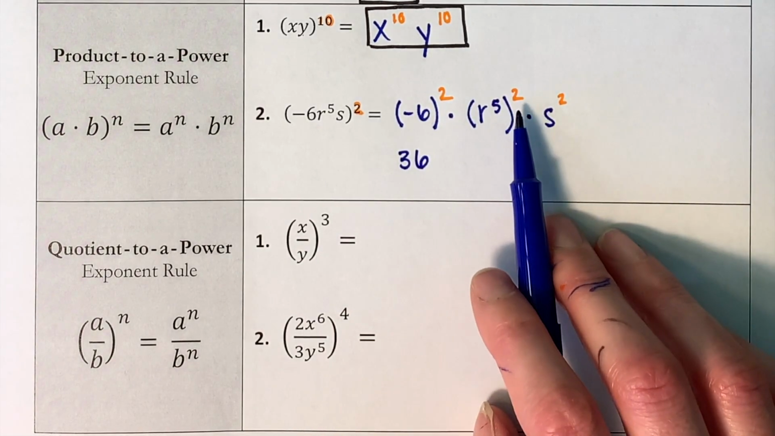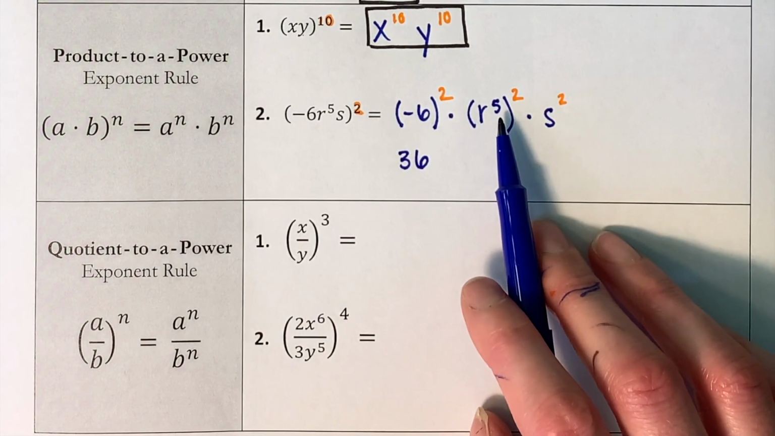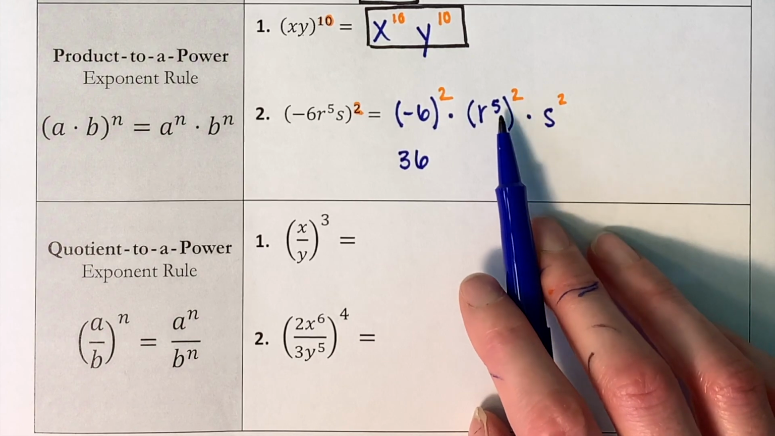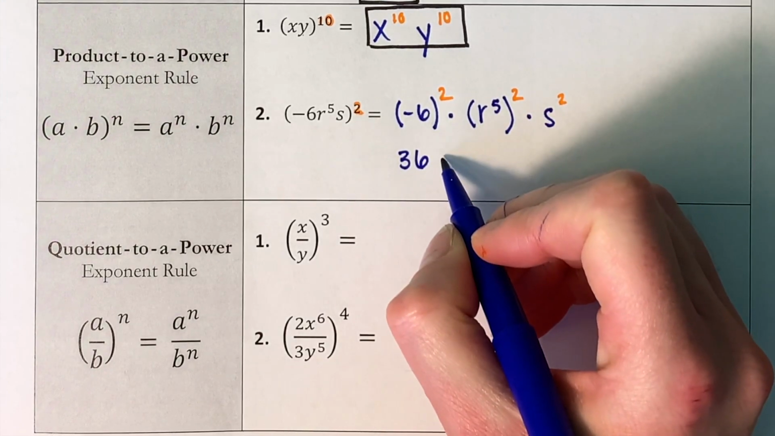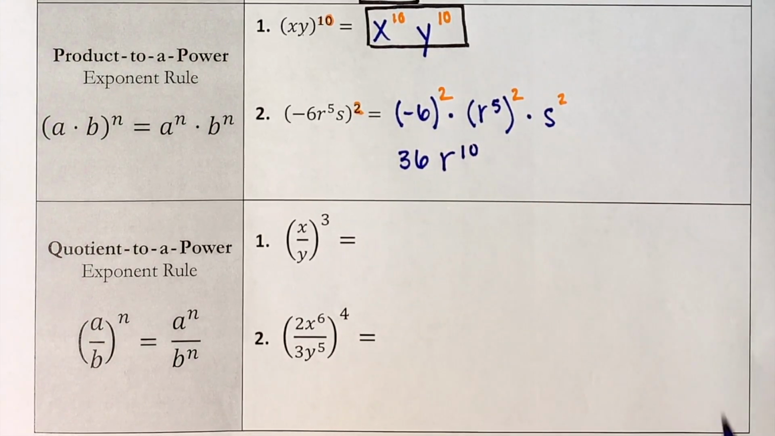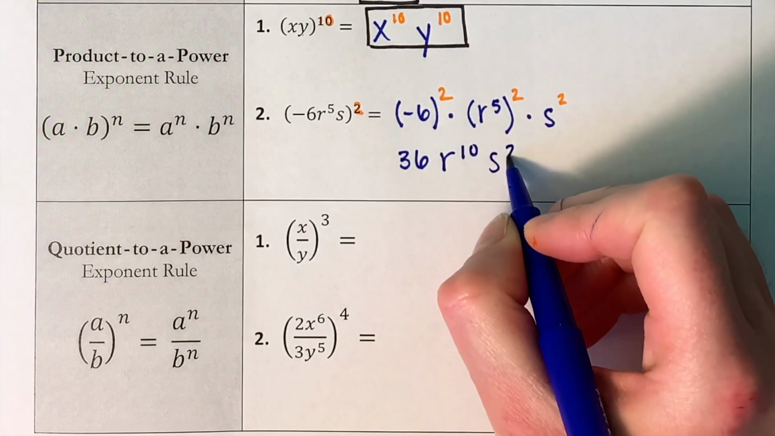When you raise an exponent to an exponent, you multiply. So this would leave us with r to the 5 times 2, or in other words, r to the 10th. And then we'll bring down the s squared.